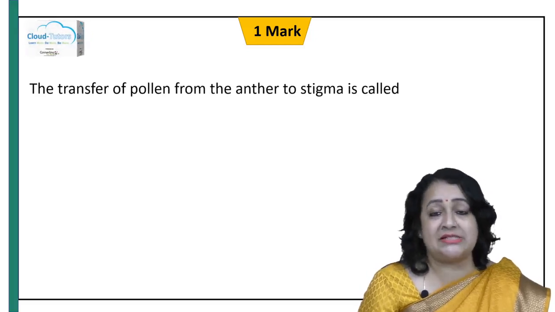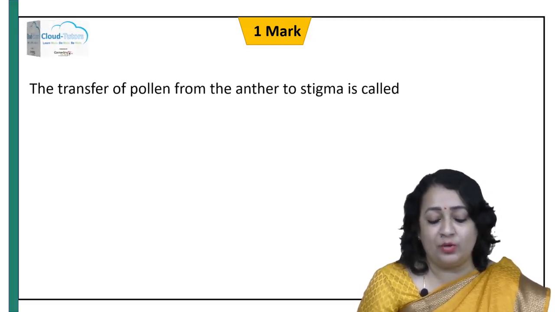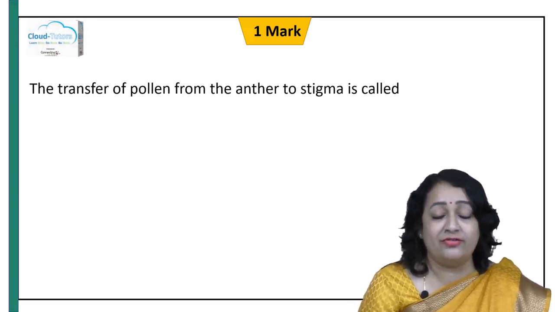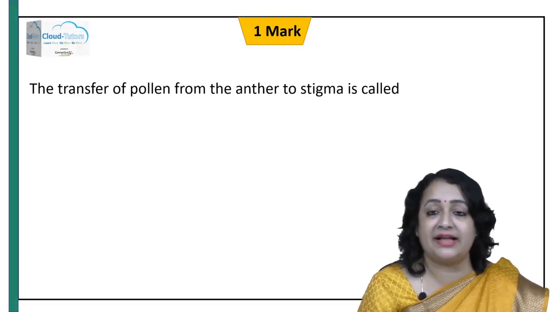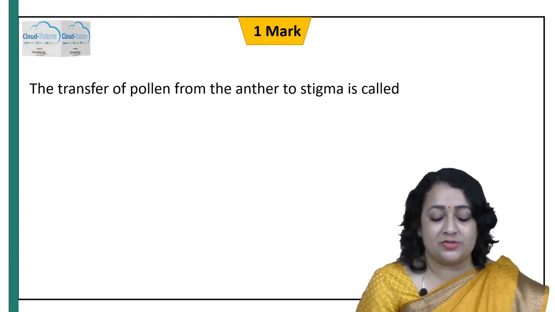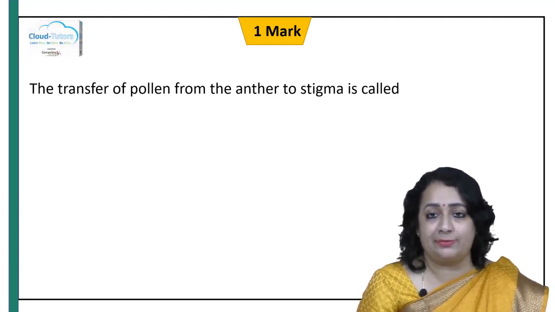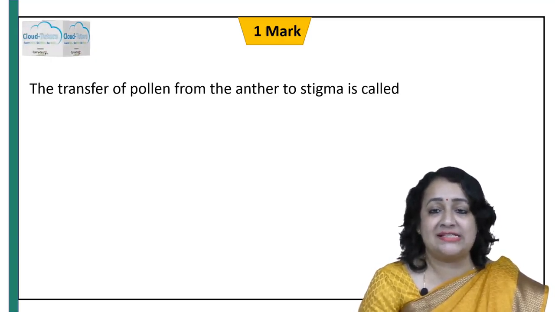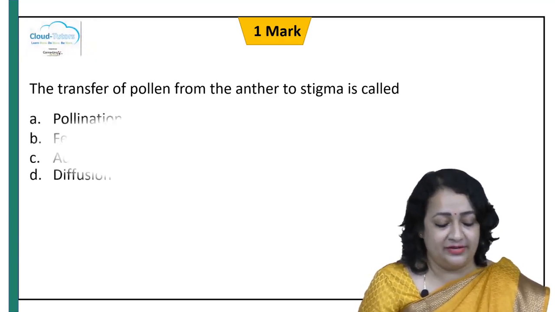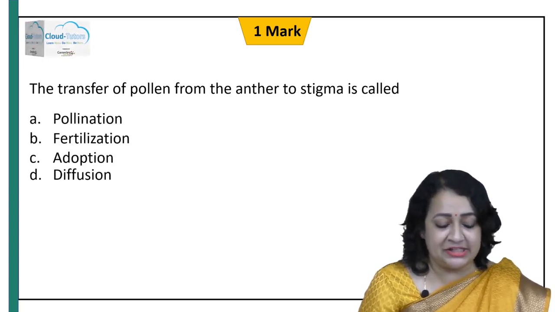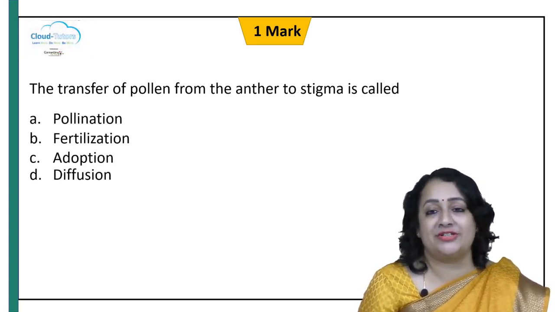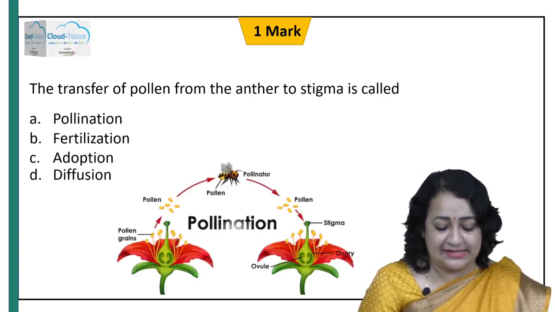So the next question: the transfer of pollen from anther to stigma is called. When I say anther, it is the male reproductive part, and stigma will be the female reproductive part. So this process of transfer of the pollen is called pollination, fertilization, adoption, or diffusion. So what is happening here?